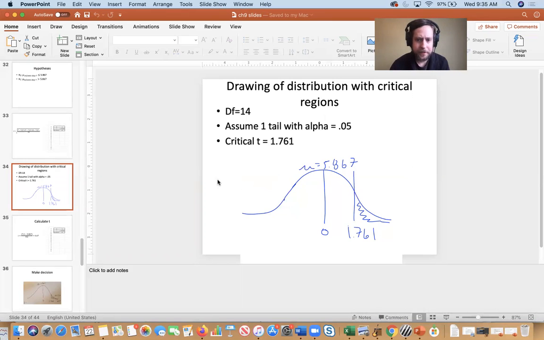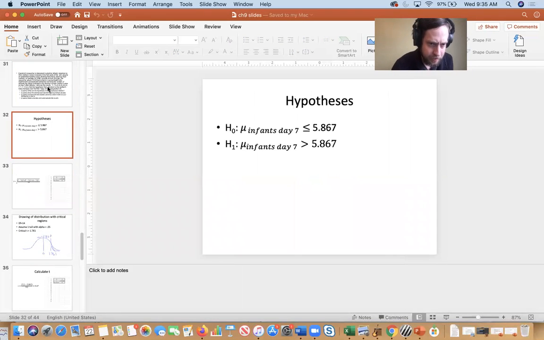So, yep, that's drawing the distribution. I've drawn mu equals 5.867. This is the population mean, which is what t equals 0 represents right here. So what we need to do is calculate some t. This is our critical t, 1.761. We need to calculate some t value, and determine whether that t value is in this region, in which case we'd accept the null hypothesis, or if it's in this one tail, then we would reject the null hypothesis.